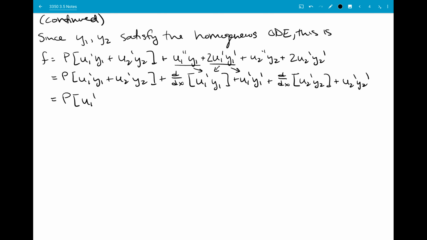So I've got my p times u1 prime y1 plus u2 prime y2. And then I'm going to bring my derivative terms together. So the derivative of a plus b is the same as the derivative of a plus the derivative of b. So I can just bring all those things together here.